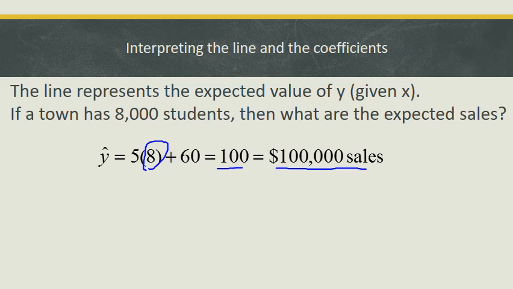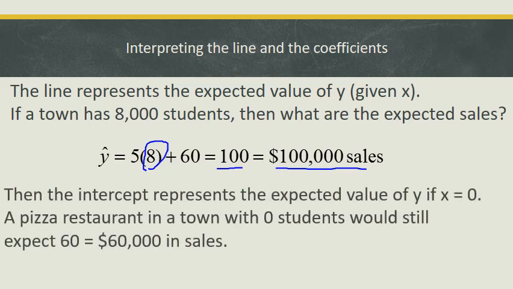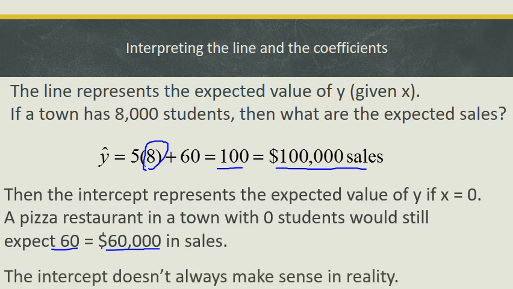Next, I want to talk about the correct interpretation of the line's coefficients, starting with the y-intercept. The y-intercept is the point on the line where x equals 0. So the y-intercept of this example represents the expected pizza sales for a town with 0 students. The intercept is 60, so we would expect $60,000 worth of pizza sales in a town with 0 students. Note that the intercept doesn't necessarily have to be taken seriously, and in particular, it seems a little far-fetched for a realistic town to have absolutely 0 students.